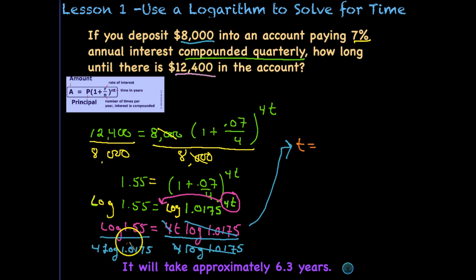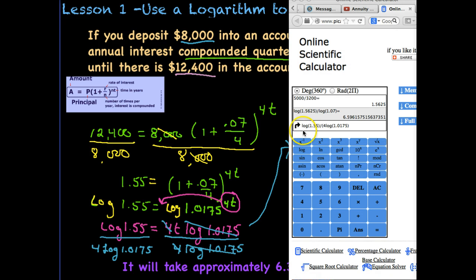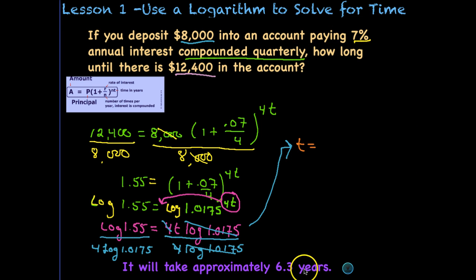So let's go ahead and pull up our log calculator and figure this out. I have typed in log of 1.55 divided by, and I've put this in parentheses, the denominator, since I have a little bit more in the denominator than usual, 4 times the log of 1.0175. When I press equal, I get 6.315, which we said should equal about 6.3.